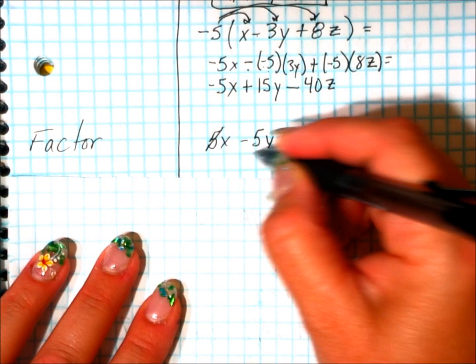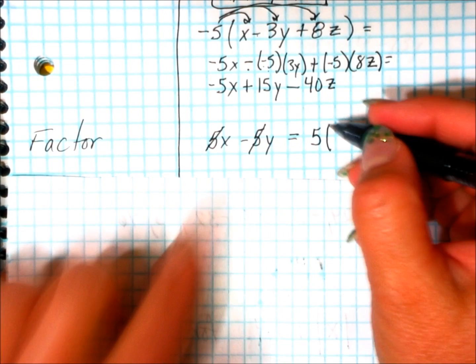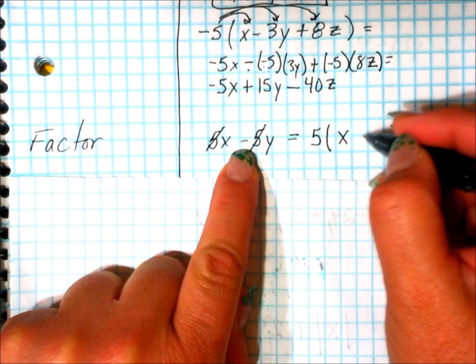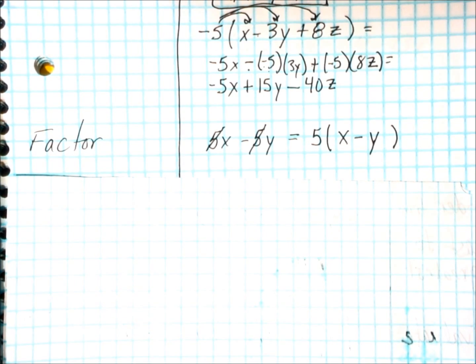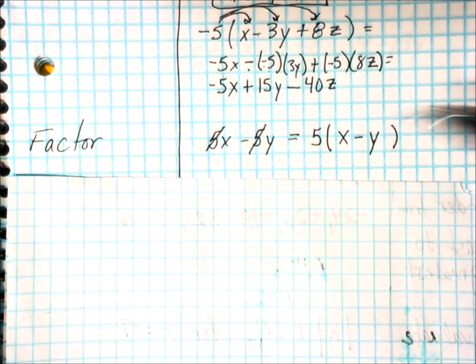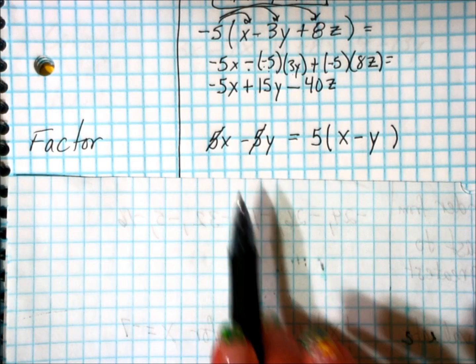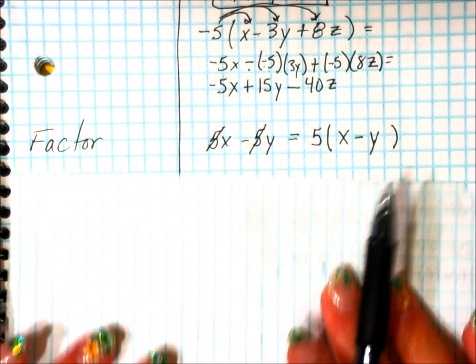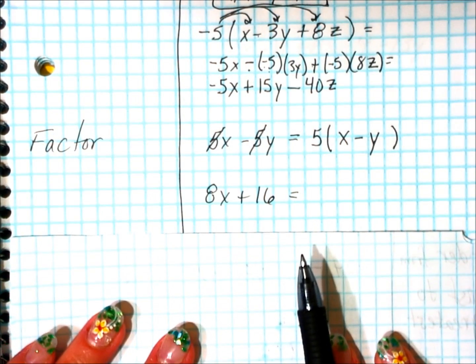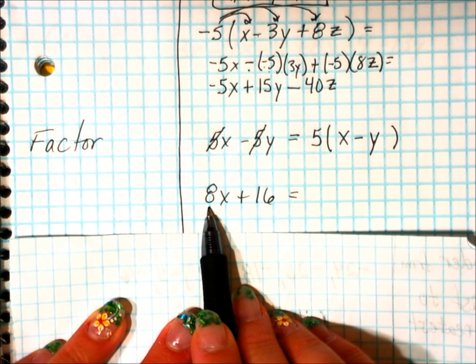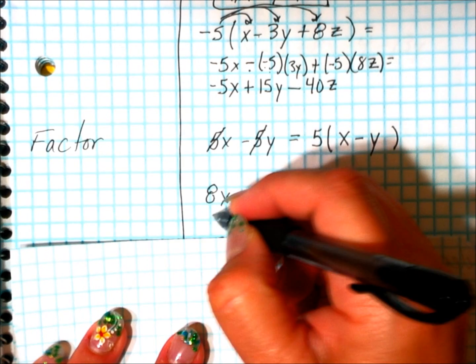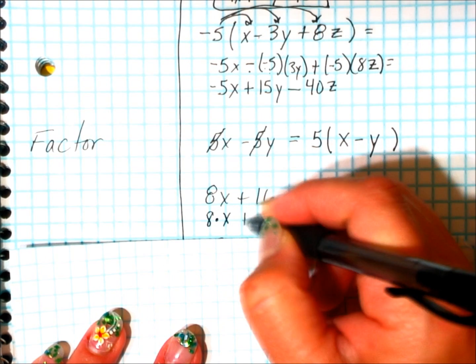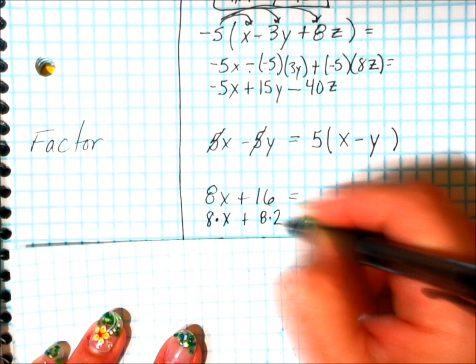I'm going to cross the 5 out and see what's left. I have x minus y. So it's not really even anything you have to remember. After you take the 5 out, it's just copying what's left, x minus 5. So let's look at one a little more difficult. You've got to first ask yourself, what can you take out of 8x and 16? So this is 8 times x, and this is 8 times 2.